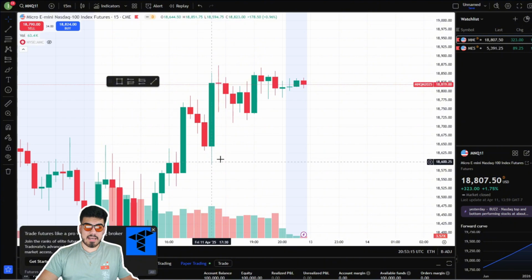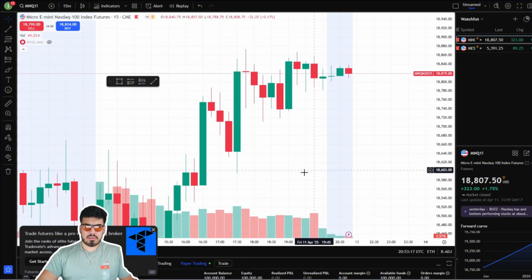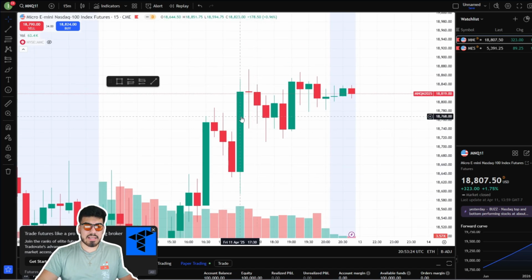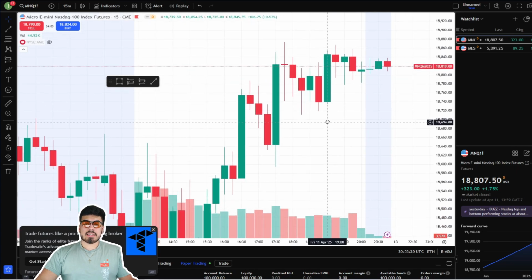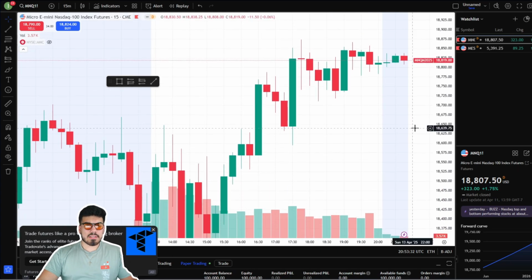The wicks, these lines, it's very simple. Just during that 15-minute time period, the lowest price it went to was right there on a green candle. The highest price point it went was right here. Okay, it's very simple, and there's the opposite for the red candles.